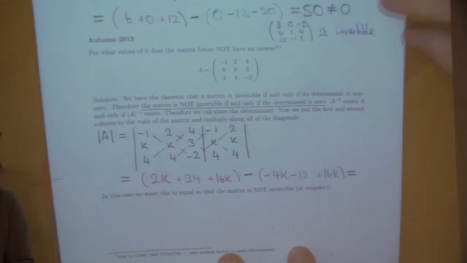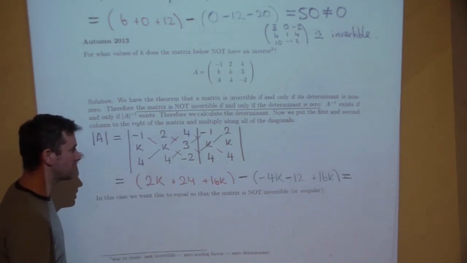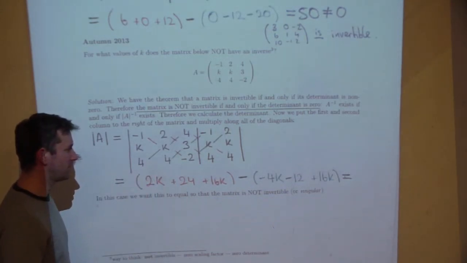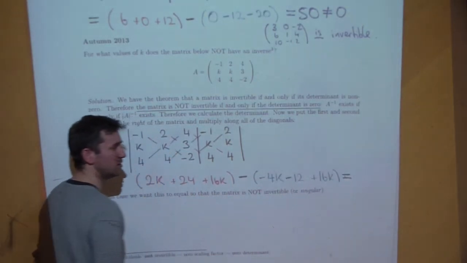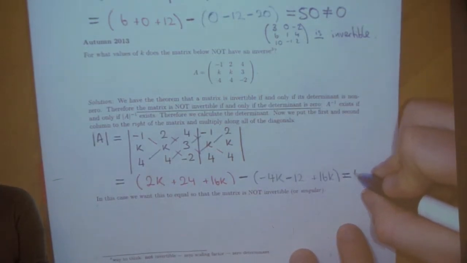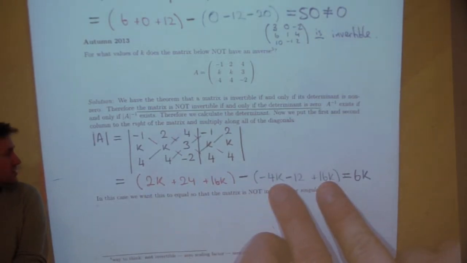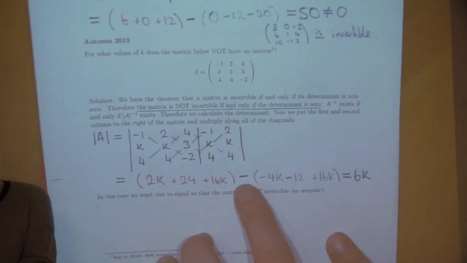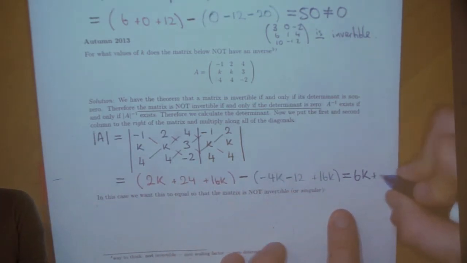Now you just need to be careful with the signs here. And of course this k has nothing to do with k hat. This is a variable. Probably a bad choice of name. So I see 18k minus 12k, which is 6k. And 24 minus 12 is 24, plus 12 is 36.